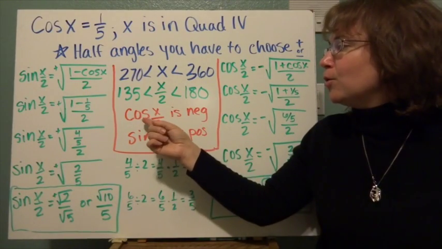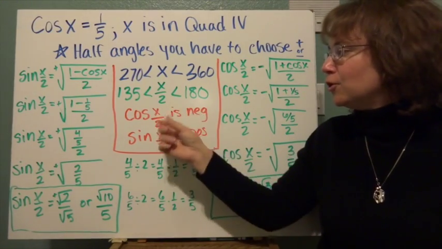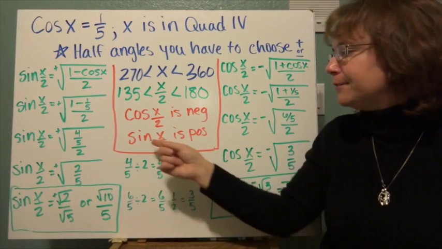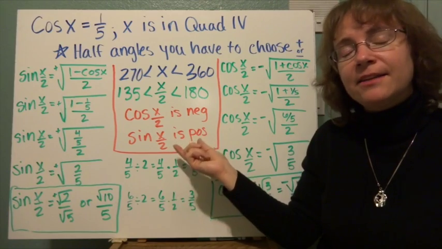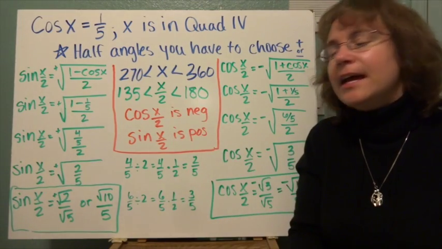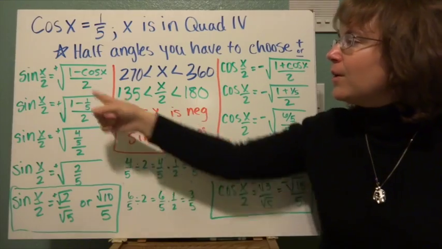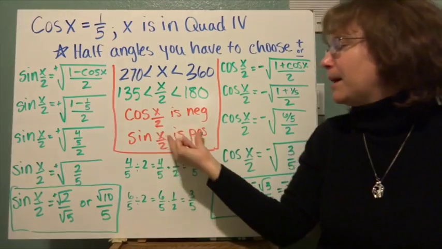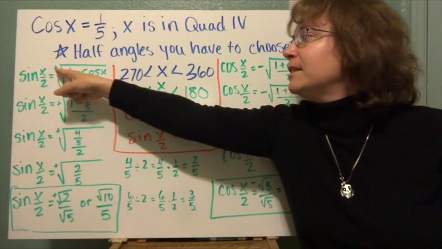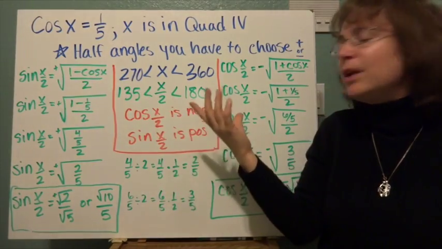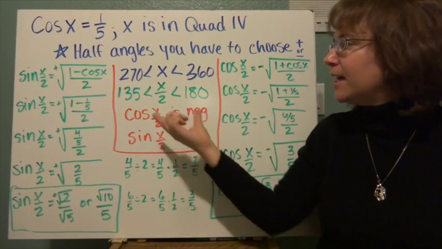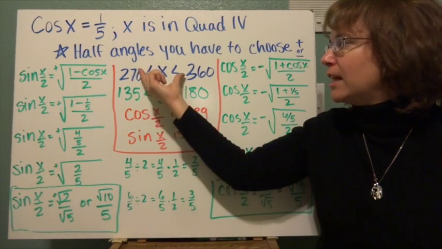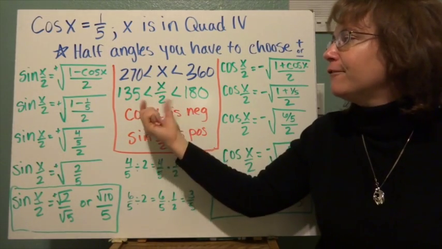So in quadrant 2, cosine of this x over 2 is going to be negative. In quadrant 2, cosine is negative because we're going to the left. Sine of x over 2 is positive. We're still up above that x-axis. So now we can go ahead and calculate our sine of x over 2 because we know it's going to be positive. So we can choose that positive instead of plus and minus. So when you're choosing the positive or negative sign, you want to look at where your x over 2 values are going to be. And you do that just by cutting the x values in half.